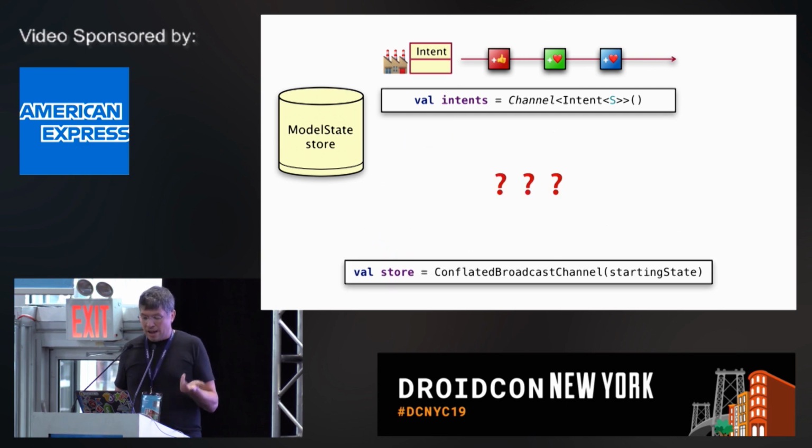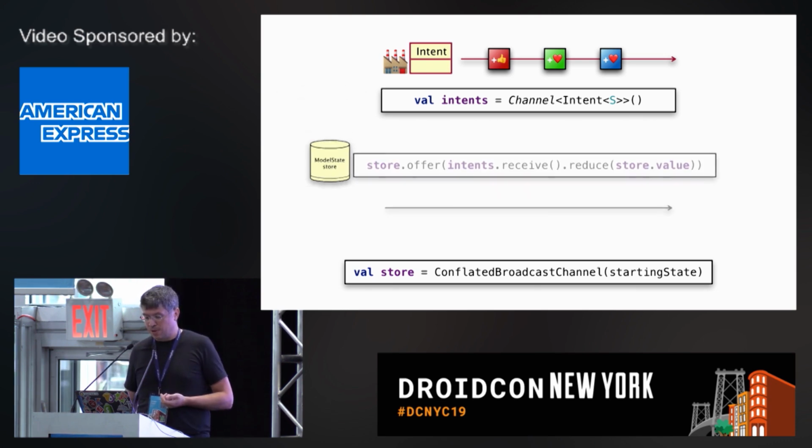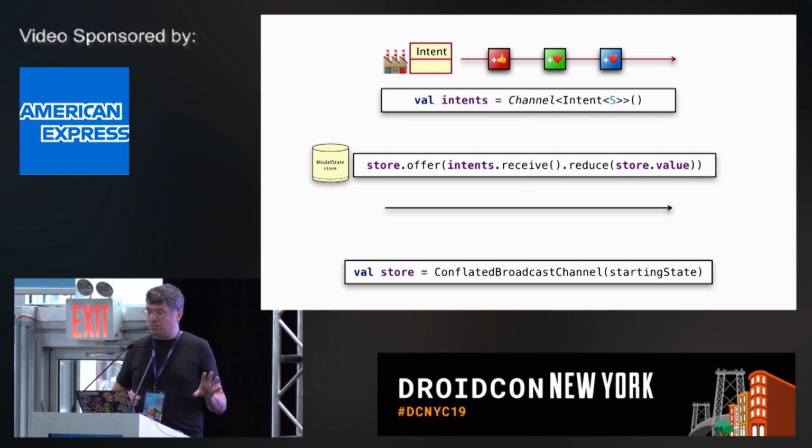So we now need to figure out what the glue is going to be between these two channels and why we have them in the first place. Our goal here is to take the series of intents, changing state by applying them one after the other onto the model, and then send the result of this over onto the store channel, that broadcast channel we just created. So here's one line of code that actually is the binding glue for everything.